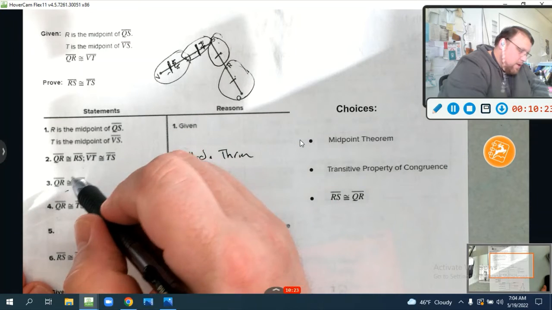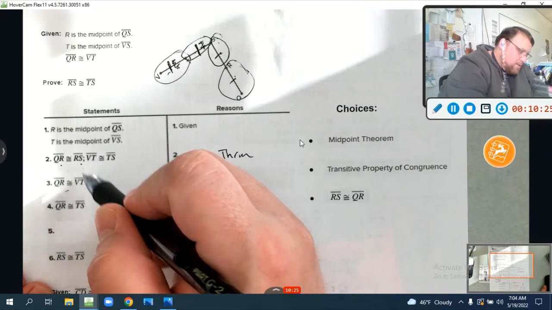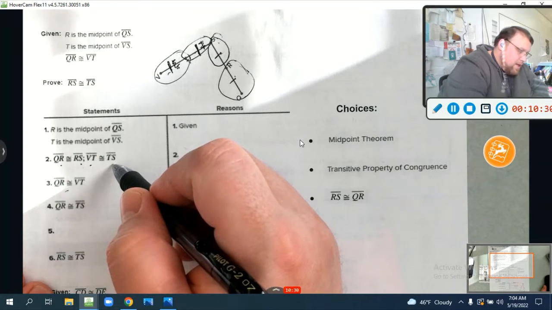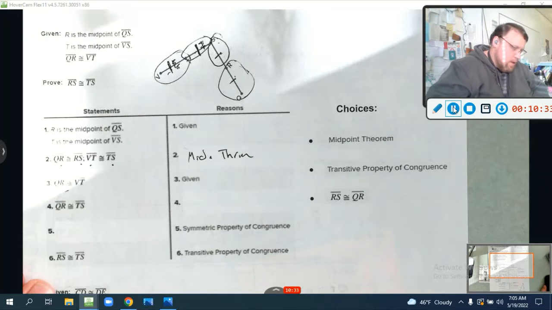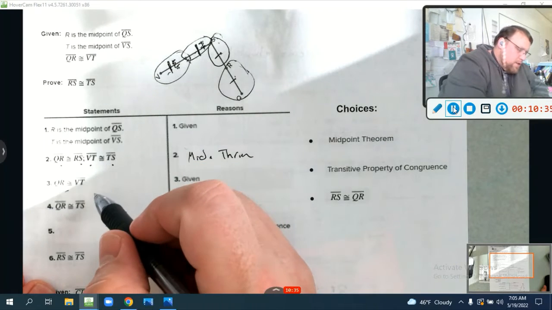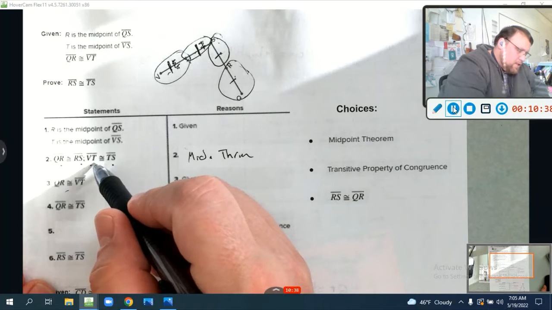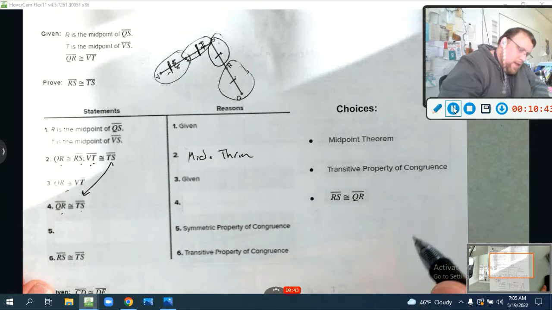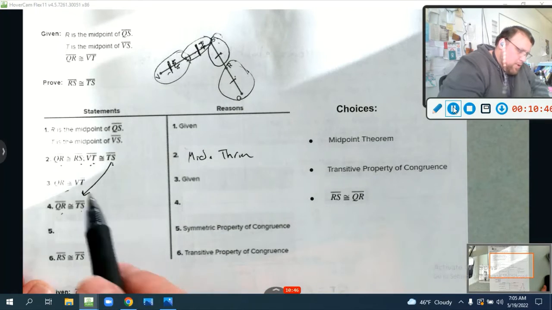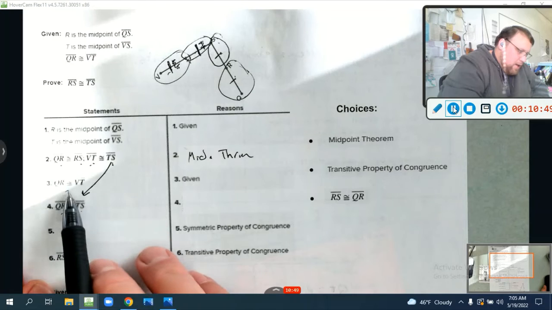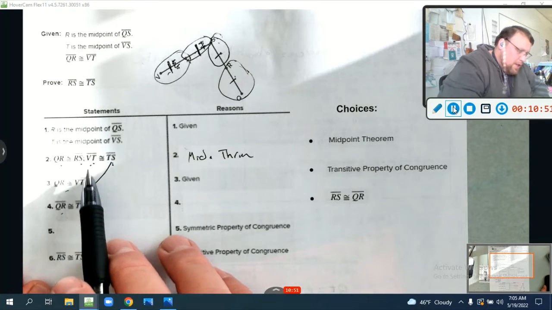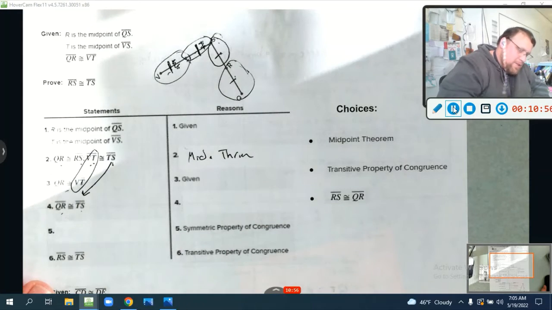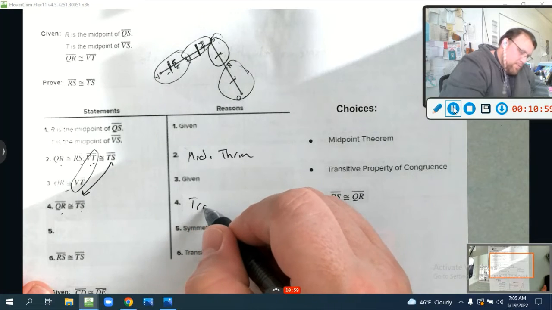If we have that QR equals RS, and we have VT equals TS, then we can substitute in for VT up here, right? Since VT equals TS, we can substitute that in and say QR equals TS, and that is going to be the transitive property, because look at it. Let's do it backwards. QR equals VT, VT equals TS. We can cut out that middleman, right, and say QR equals TS, and that's going to be the transitive property.